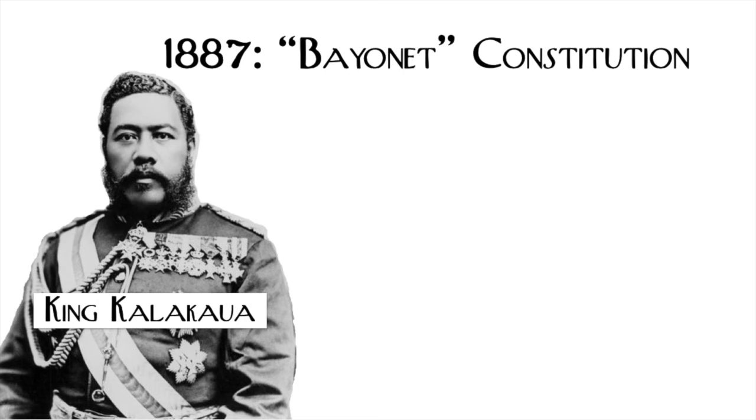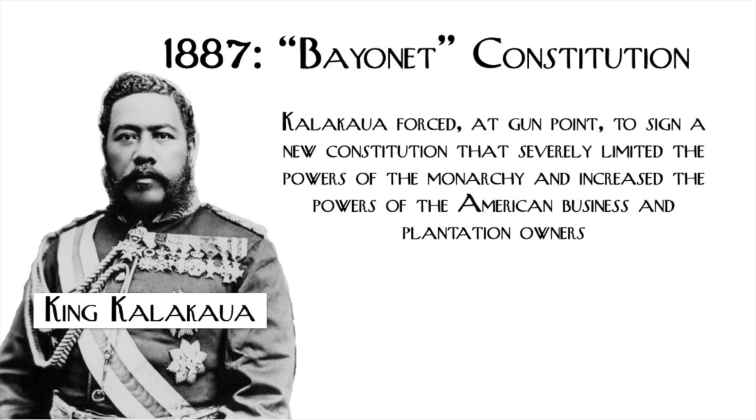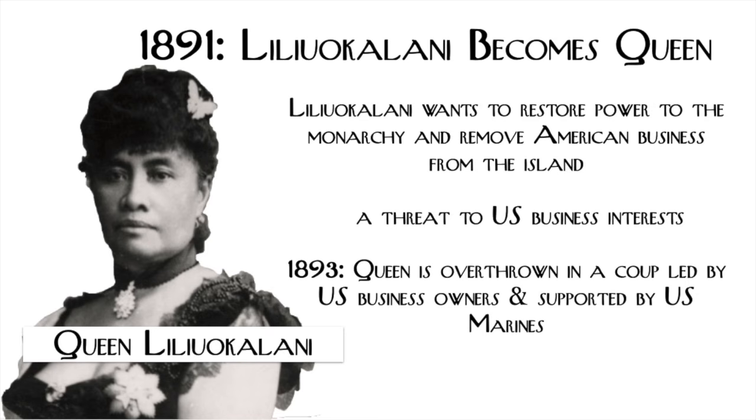Well, that's going to begin in 1887 with the signing of the Bayonet Constitution, where the King of Hawaii was forced essentially at gunpoint to sign a new constitution that severely limited the powers of the monarchy and increased the powers of American business owners and plantation owners on the islands. Following his death in 1891, Queen Liliuokalani assumes power to a monarchy that's been greatly reduced, and she's not happy about it. She wants to restore the monarchy to power and to remove American business interests from her island. She's seen the impact that they've had on her people and wants Hawaii to return to the Hawaiians.